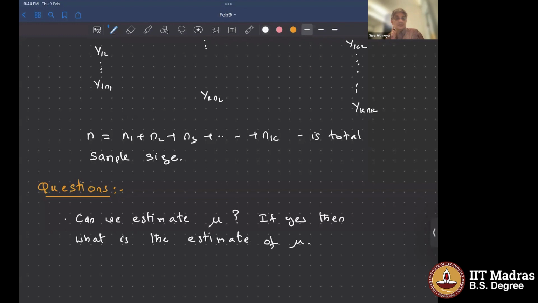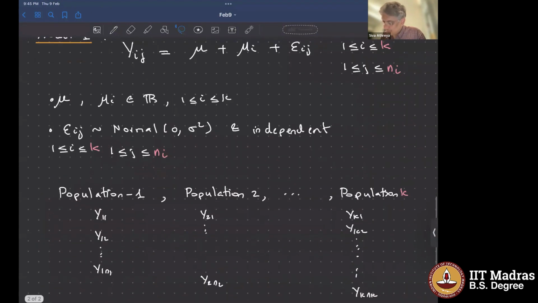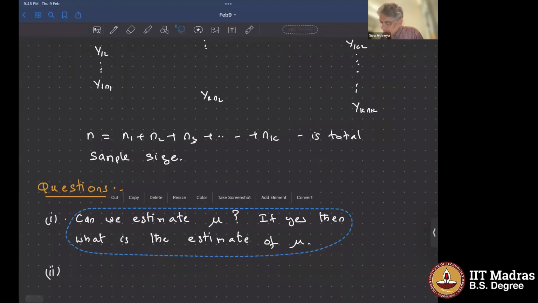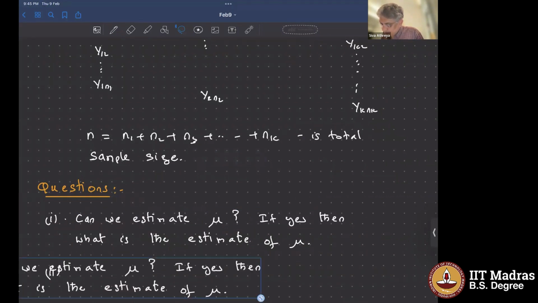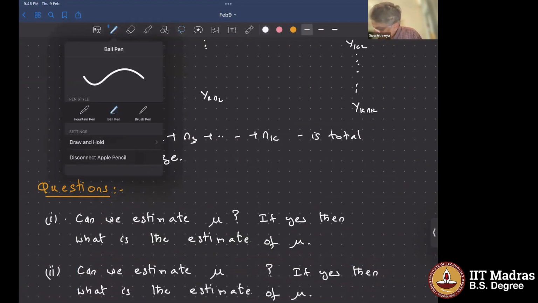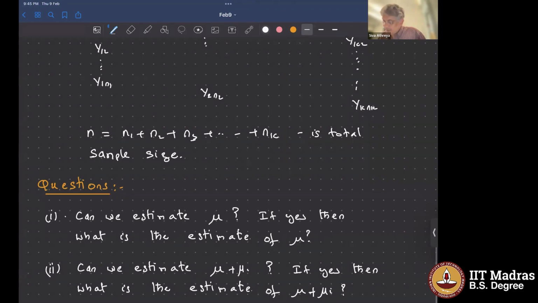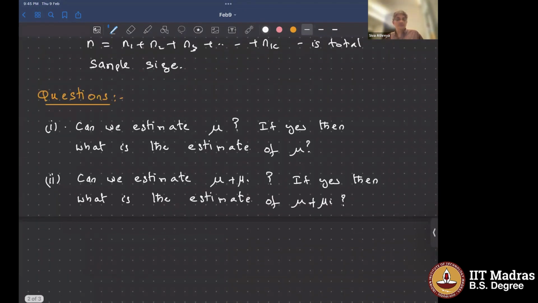This is one thing I must think about. So the first question, it's called the first question. The second question I want to address is the following. Can I estimate, instead of mu, so the model has mu, I have mu plus mu i. Can I estimate mu plus mu i? And if so, what will the estimate be? So question mark on both sides. So I want to estimate mu and mu plus mu i.